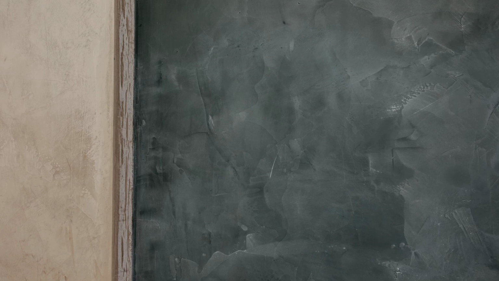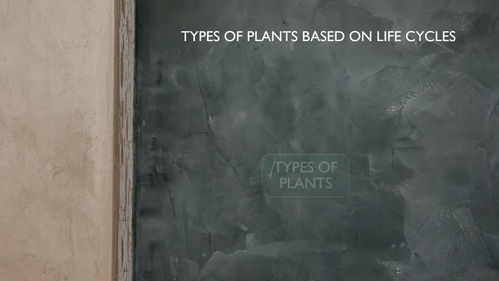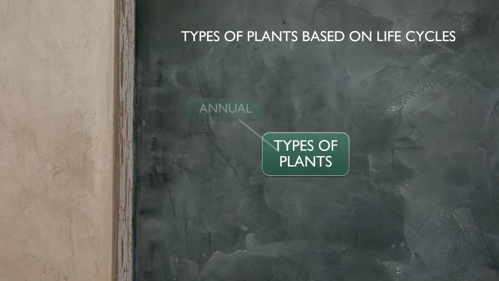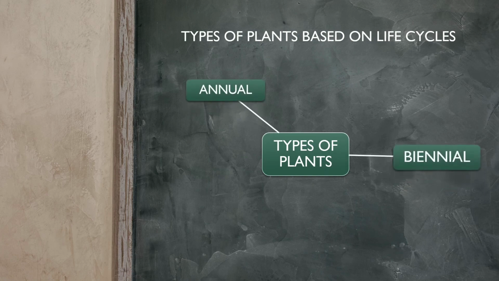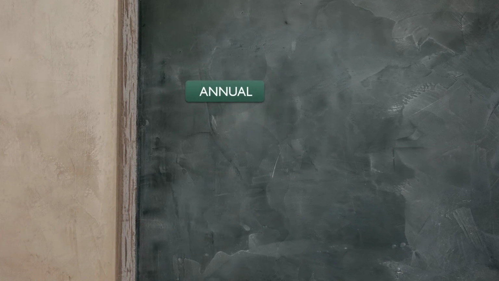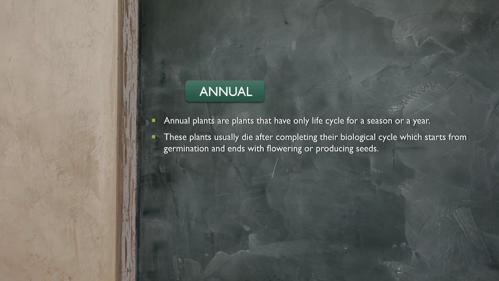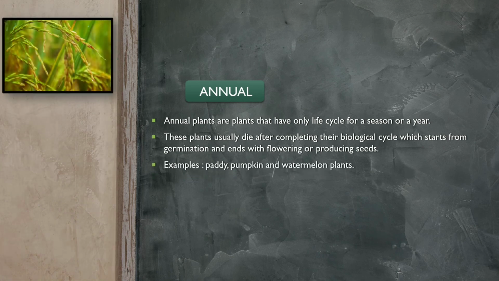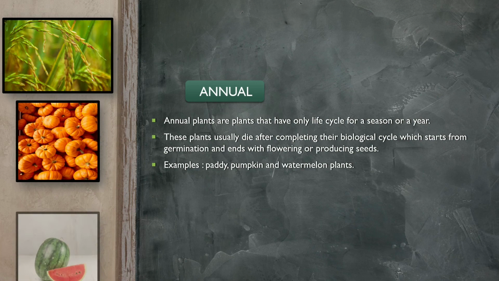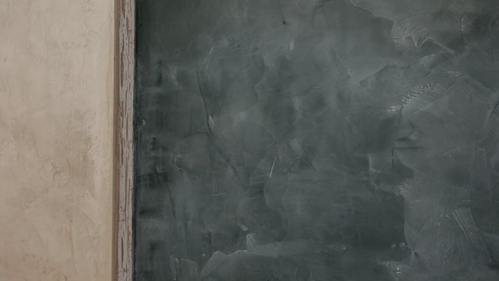As we know, there are three types of plant based on the life cycle. First is the annual, second is the biennial, and third is perennial. I'm going to explain to you first about the annual plants. Annual plants are plants that have only a life cycle of a season or a year. These plants usually die after completing their biological cycle, which starts from germination and ends with flowering or producing seed. For example, paddy, pumpkin, and also watermelon plants.